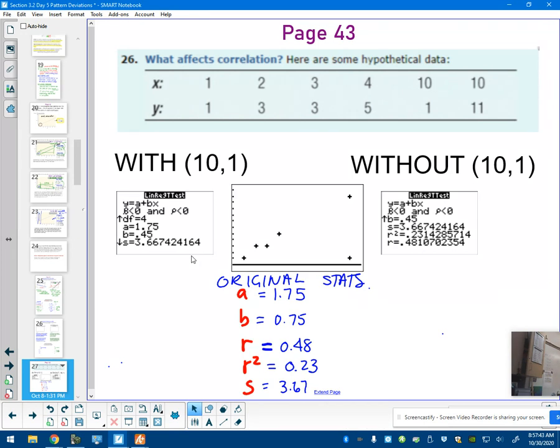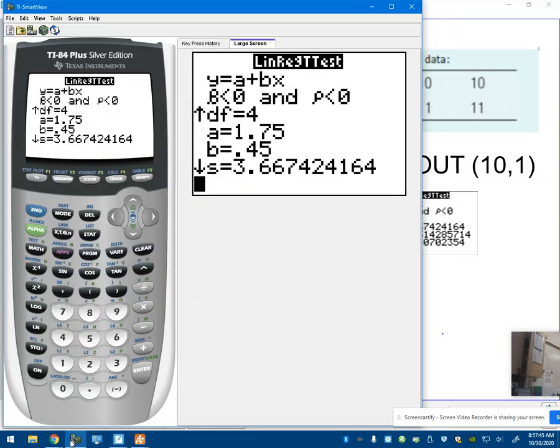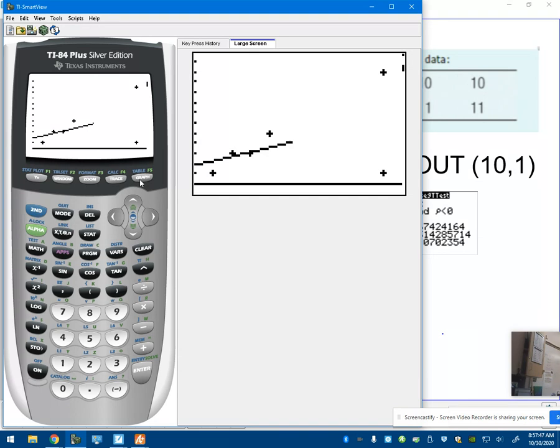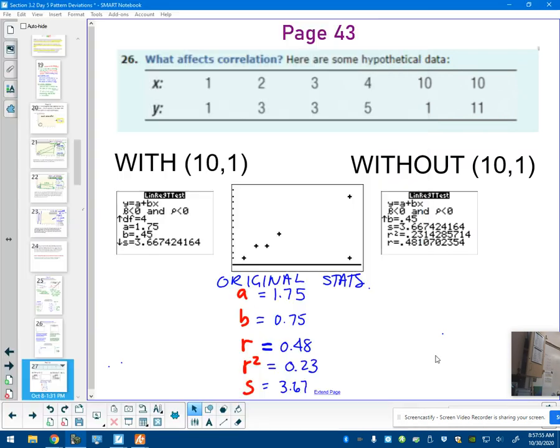And if you hit Y equals right now, or if you hit graph right now, you can see how that line comes through. It splits the difference between the last 2 points and it goes right through my third point. So this original line goes right here, and it splits the difference. So this is my original, and I'm going to call it ORIG.